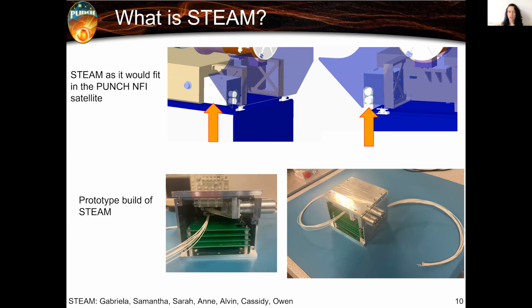The 2 photos at the top of this slide represent how STEAM is going to fit into the NFI satellite, which is the PUNCH spacecraft that will carry the solar coronagraph. And the blue wall represents that NFI solar panel, and the orange arrow is pointing to STEAM. So as you can see, STEAM is looking out through a cutout in the solar panel, so it will always be facing the sun. And on the bottom of this slide are 2 photos of our prototype build of STEAM. The whole prototype build, for reference, is approximately the size of a tissue box, and it's currently sitting in our lab space, and we have test fit those PCBs and have been conducting preliminary testing on it.